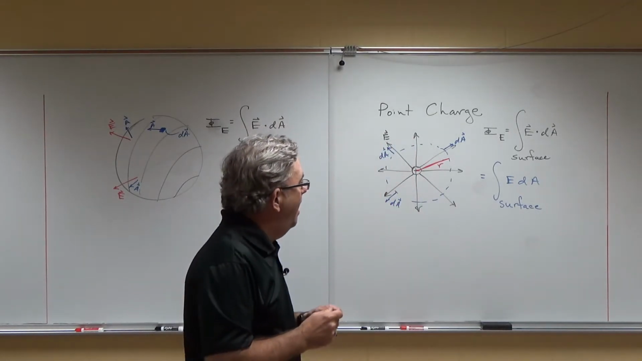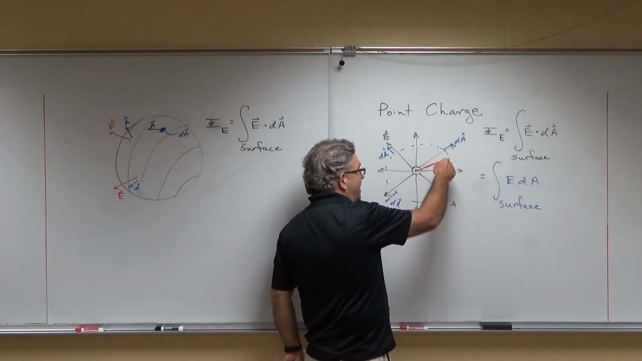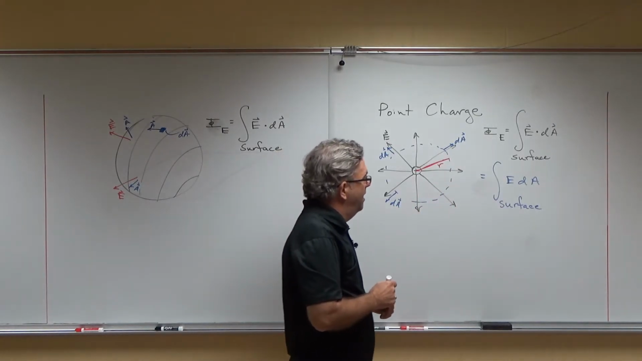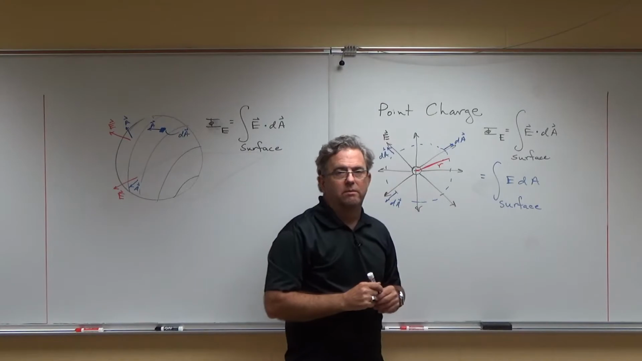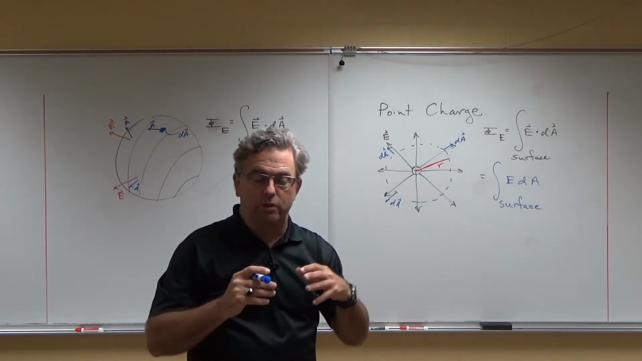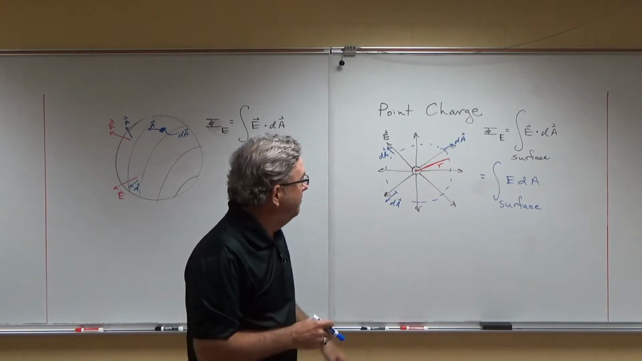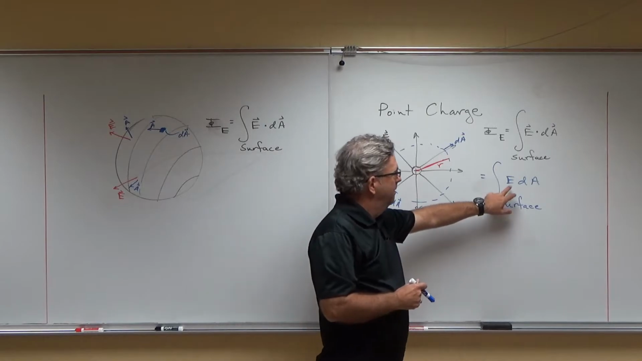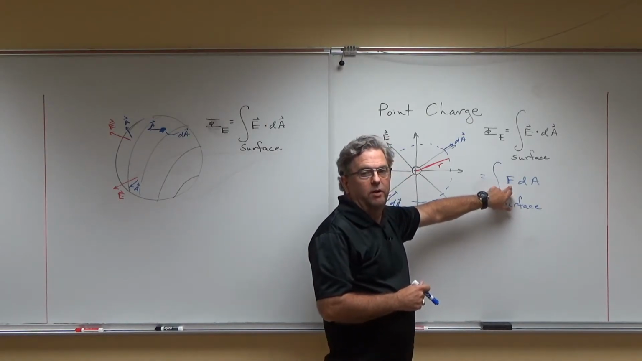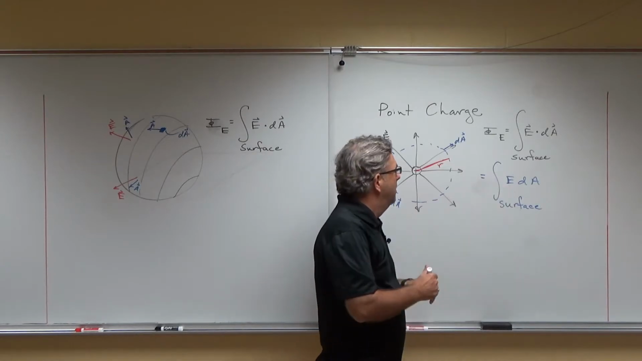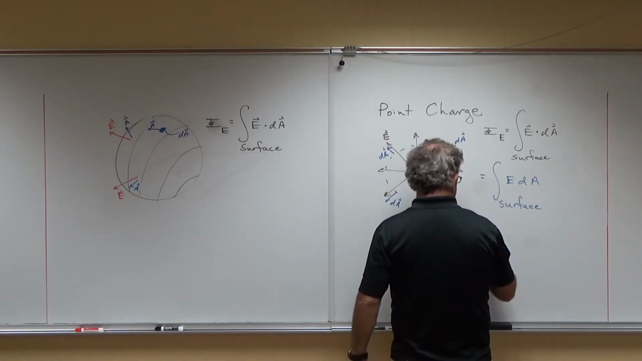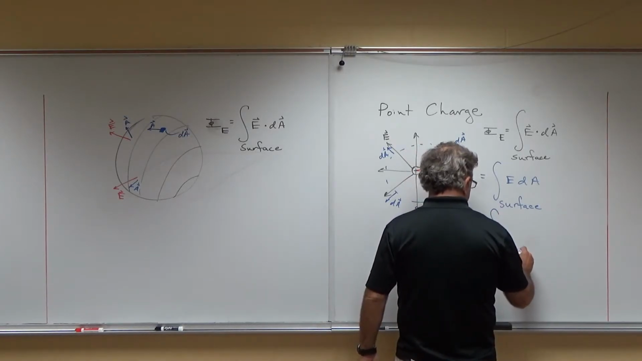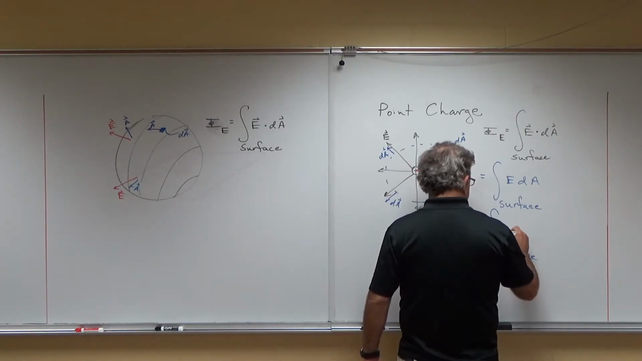I also claim that at a given radius r, E is a constant. This point charge has spherical symmetry, and if I stay at this radius r, moving around the surface of that sphere, this electric field magnitude is constant. So I'm going to pull that out of the integral. This is E times the integral over the surface of dA.